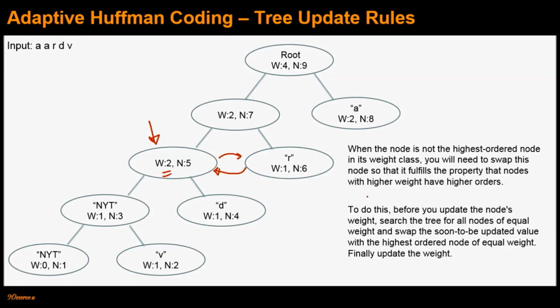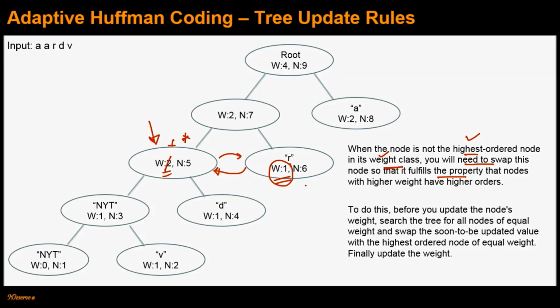So the precise rule is that when the node is not the highest order node in its weight class, before updating the weight to 2, its weight was 1. Therefore, the weight class for this node would be 1. So all the nodes which have weight as 1 would be in the weight class of weight as 1. Now, when the node is not the highest order node in its weight class, we need to swap this particular node so that it fulfills the sibling property.